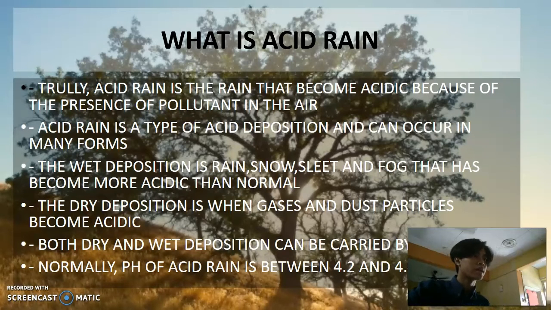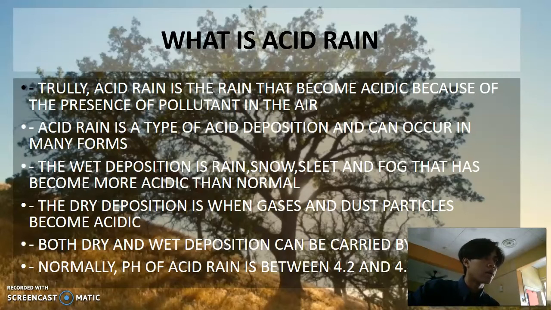At first, what is acid rain? Actually, acid rain is normal rain that becomes acidic because of the presence of some pollutants in the air. Pollutants such as sulfur dioxide and nitrogen oxide are among the causes that make the rain become acidic.